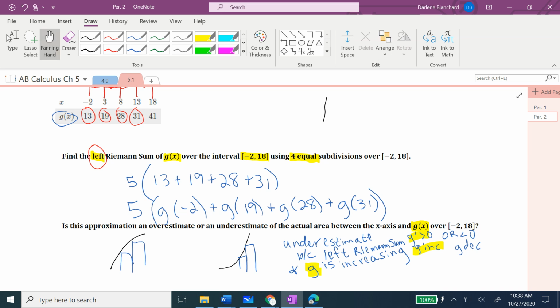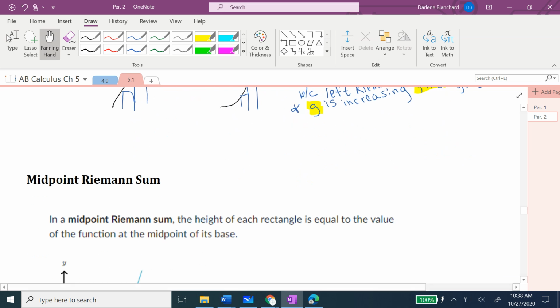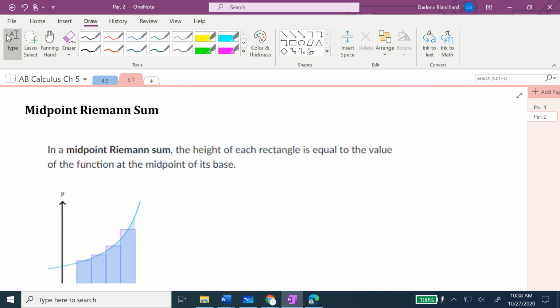All right, continuing on. So that was left and right Riemann sums. I have separately a midpoint Riemann sum, because for the midpoint Riemann sum, you will never, ever, ever be asked, is it an over or an under approximation? And if you take a good look at this picture, you can see why. You will never be asked that question for a midpoint Riemann sum.